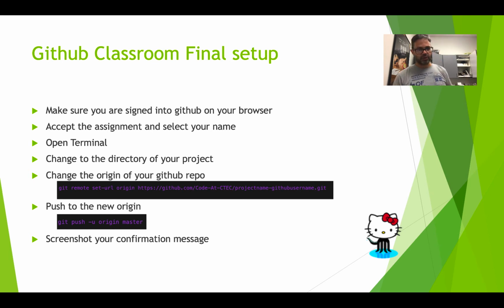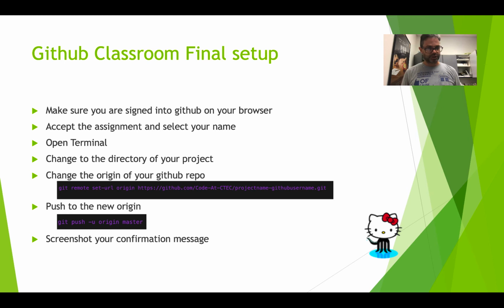You'll notice on that URL, which you can see on the screen right now, it's git remote set-url origin https://github.com/code@ctech/ then project name, github username, .git. So this is where you're going to be putting that in from your stuff. The project name is whatever I give as the name of it, and then the github username is your name. That's how you're going to put it, so I can easily get it right there.